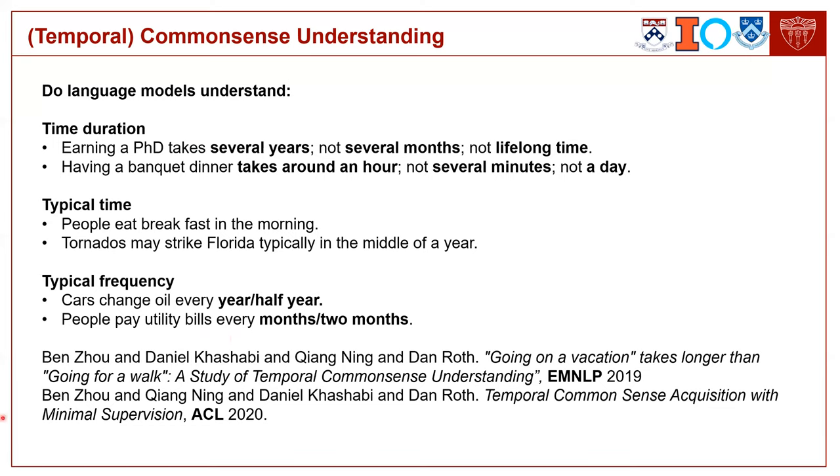So to tackle all those different aspects of temporal common sense understanding as a whole, in this EMNLP 2019 paper, Zhou et al. released this data set, which is called Going on Vacation Takes Longer Than Going for a Walk. Actually, the data set is called MC-TACO, right? Multiple choice. I don't know what TACO stands for, maybe temporal common sense. Yeah. And after that, they released one follow-up, which is about using distant supervision to improve the performance of language models on this problem. But so far, there's just this single follow-up. So I do think there are lots of possibilities for this problem, which is very interesting.